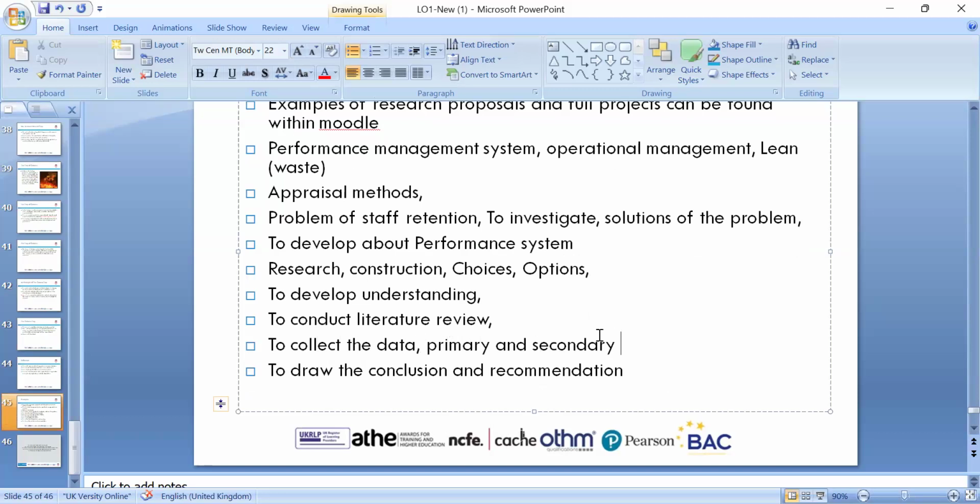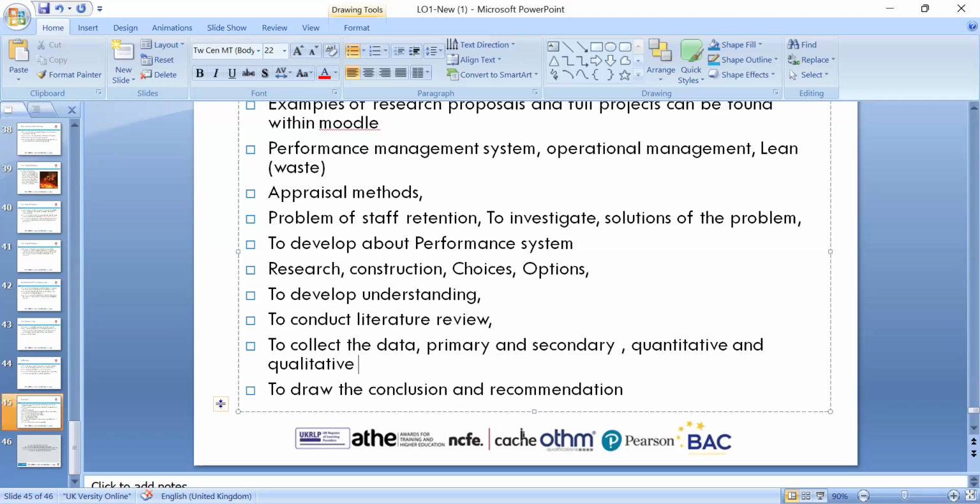If you don't want primary data, you can use secondary. You may want quantitative, which we look at in the following lesson, or qualitative, which is opinion. Quantitative data are numbers, and then we can use various statistical tools to draw the conclusion and recommendation. Okay, so that's all from my end. If you have further questions, you can ask.